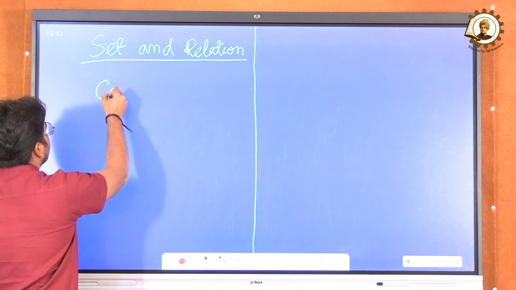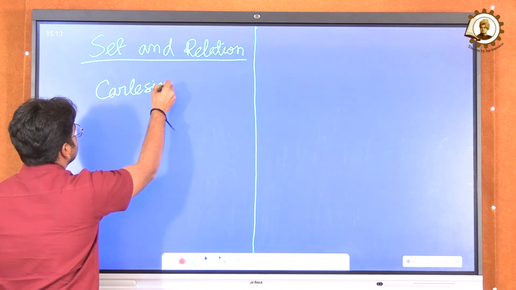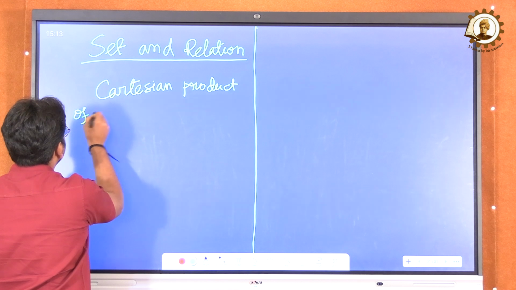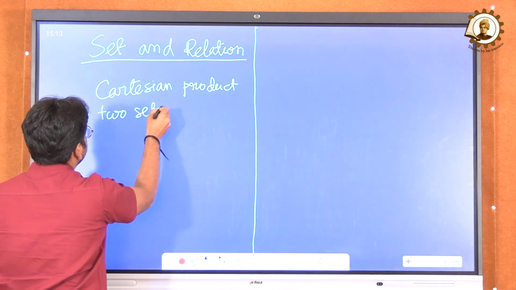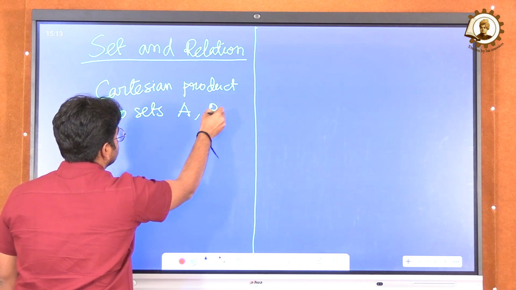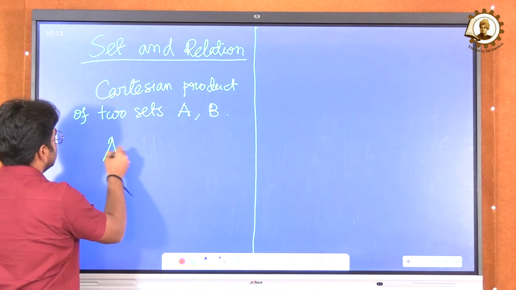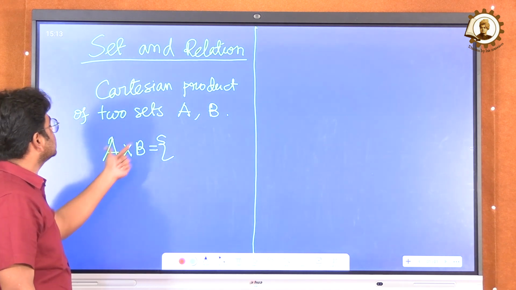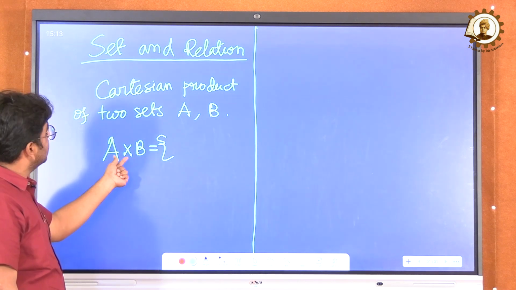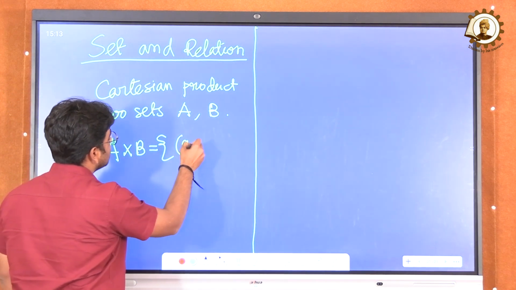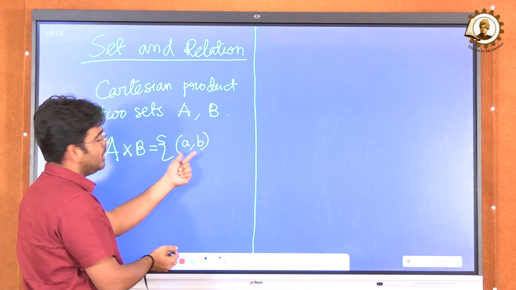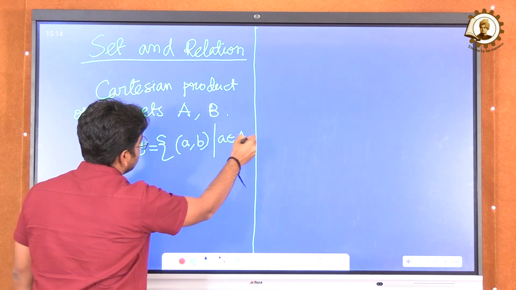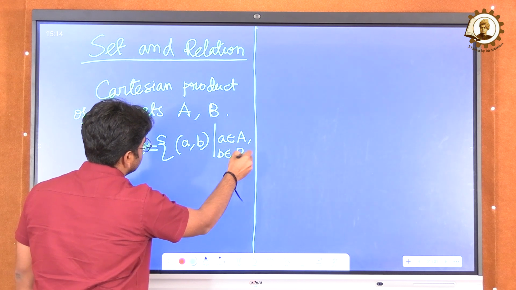That is the Cartesian product of two sets A and B. The Cartesian product of two sets A and B is denoted as A cross B, and it is defined to be the tuples (a, b) where the first coordinate is coming from A and the second coordinate is coming from the set B.